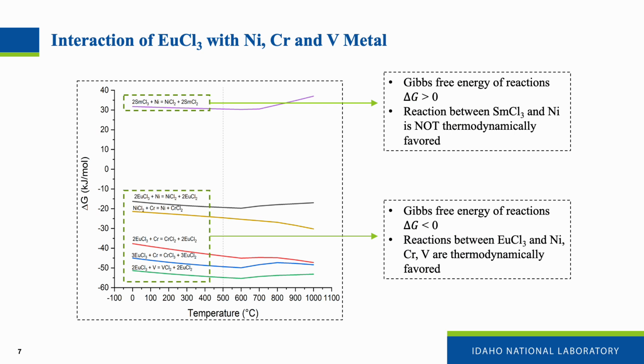So coming to the interaction of europium chloride with structural materials. Since we are looking into the fundamental aspect, we started with pure nickel, chromium and vanadium here. Looking at the Gibbs free energy of these reactions, all of the reactions of europium chloride with the metals nickel, chromium and vanadium are thermodynamically favorable, since the delta G value is negative.